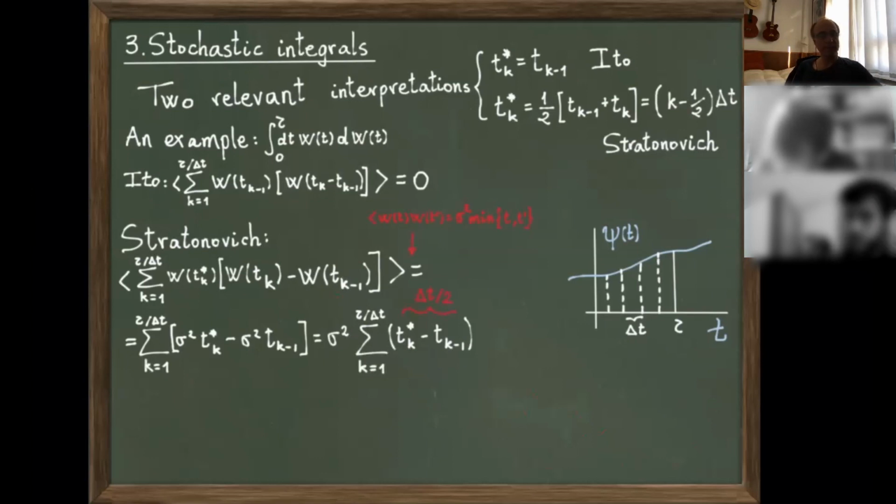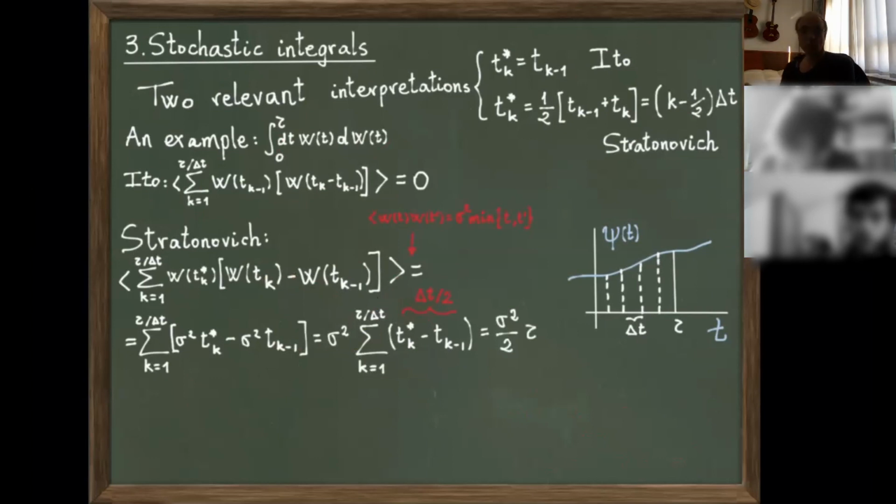And now if I sum over all, the number of terms is tau divided by delta t, this is sigma squared, and now tau divided by delta t times delta t divided by 2. So this is tau divided by 2.